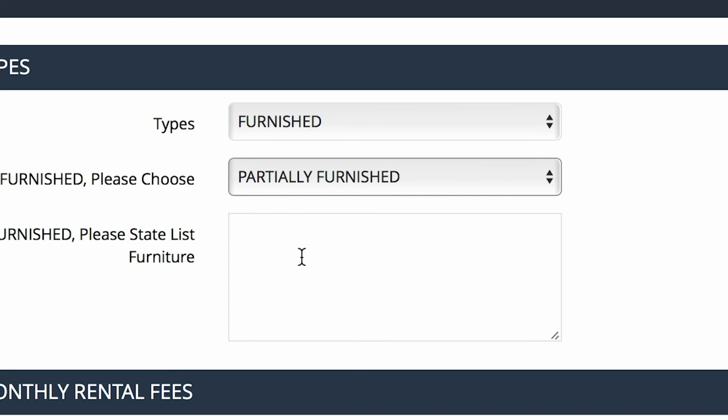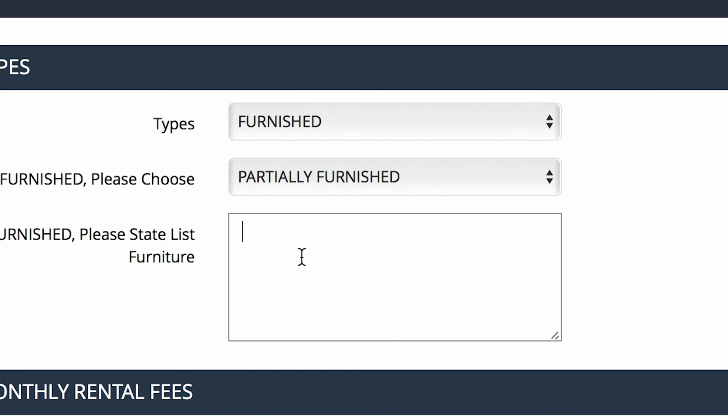Please list down all the furniture that are included in your property. Otherwise, if it's unfurnished, you may skip this part.